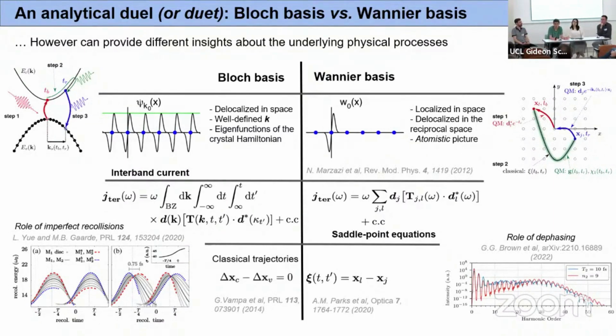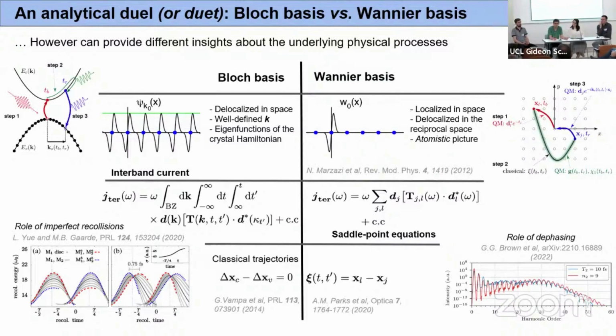So to me, one of the main disadvantages of the Bloch basis is that it is delocalized in space while being completely localized in reciprocal space. On the other hand, the Wannier basis is completely localized in space while being delocalized in reciprocal space. This is the main advantage that I found for the Wannier basis.